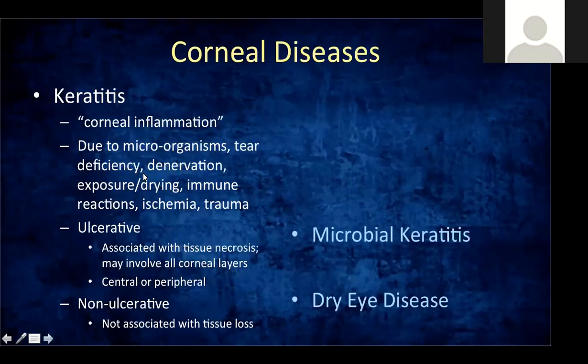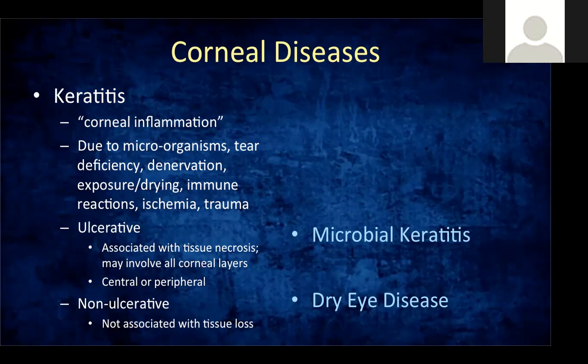When you talk of keratitis, this means that the cornea is inflamed. It can be because of infections by microorganisms. It could be because of tear deficiency, exposure, immune reaction, trauma, etc. When we talk of keratitis, there are two major types. One is your ulcerative. When you say ulcerative, it's associated with loss of tissue, tissue necrosis. It can involve one or more or all of the corneal layers.